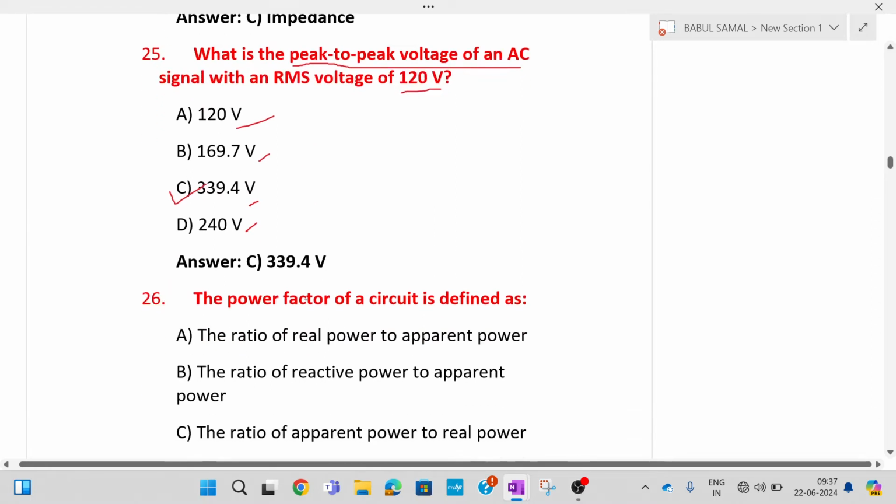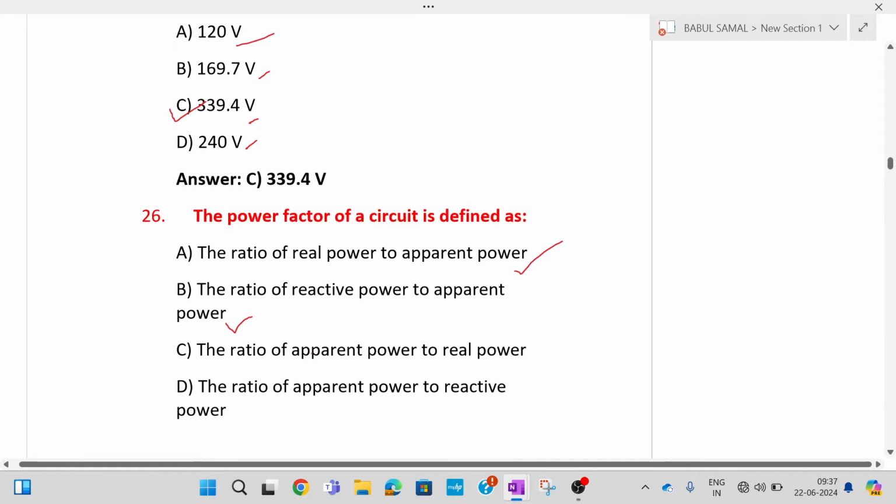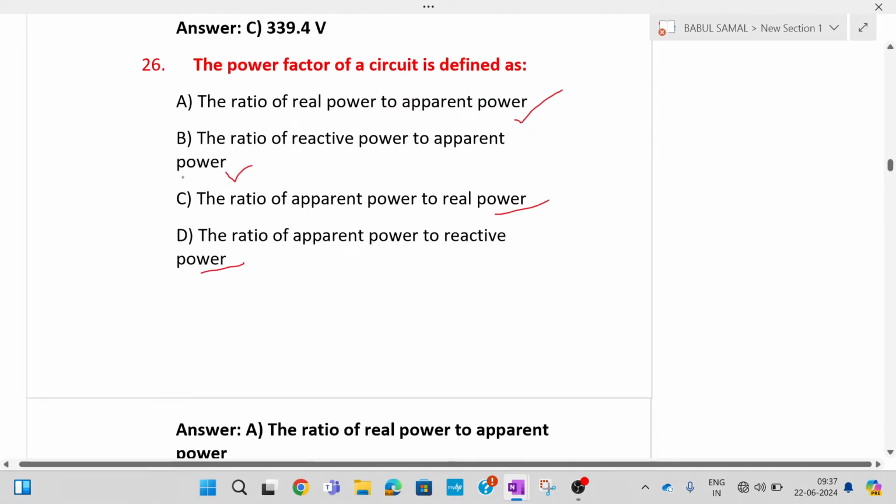Next question. The power factor of a circuit is defined as: option A, the ratio of real power to apparent power; the ratio of reactive power to apparent power; the ratio of apparent power to real power; the ratio of apparent power to reactive power. The correct answer is the ratio of real power to apparent power. So the formula of power factor is the ratio of real power to apparent power.